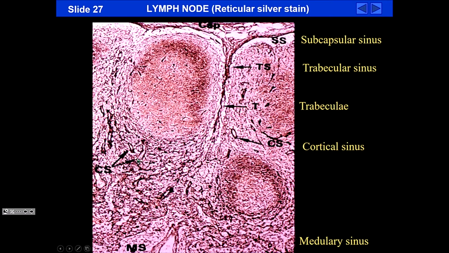Okay, here's shown again with the reticular silver stain. Here's the subcapsular sinus, trabecular sinus, medullary sinus. Fluid is draining through here. And up here you've got B cells in the cortical regions, T cells in the paracortical region, and in here you'd also have some high endothelial venules. Any questions?